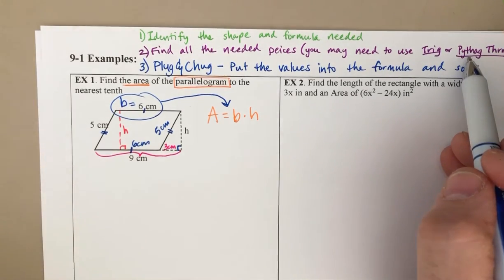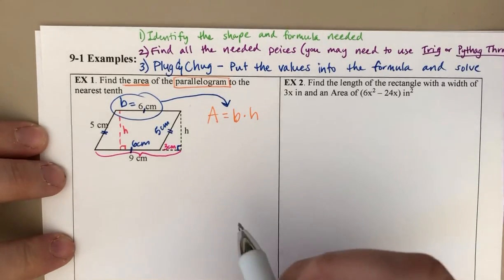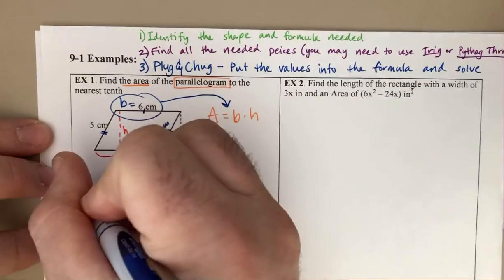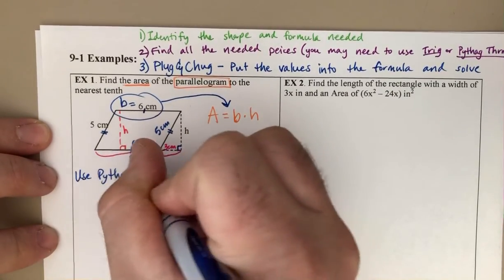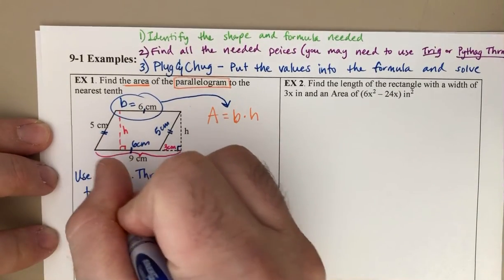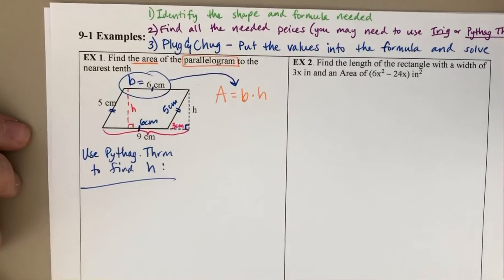Anytime. And by the way, guys, please note that in your brain whenever you're working: if you know two sides of a right triangle, you find the third side with the Pythagorean theorem every single time. Okay? If you know two sides of a right triangle, find the third side with the Pythagorean theorem. So we're going to use Pythag theorem. I always just abbreviate it. Pythag theorem to find h. Use Pythagorean theorem to find h.